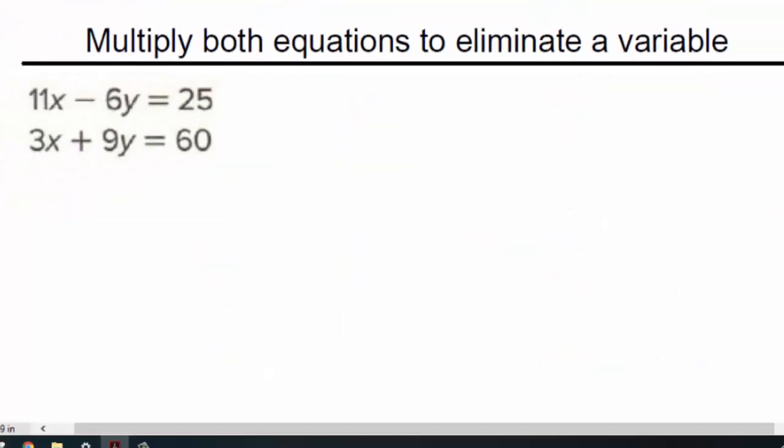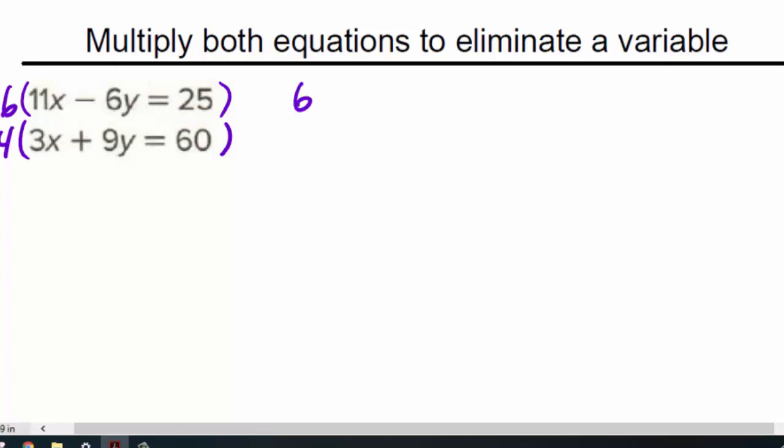Okay, so we're going to do the same thing on this one. The first thing we want to look for is which ones already have opposite signs. So you can see the y values here have opposite signs. So what is the least common multiple of 6 and 9? Well, it turns out that it's 36. So I have to multiply 6 by 6 to get 36. And on the bottom, I have to multiply 9 by 4 to get 36.